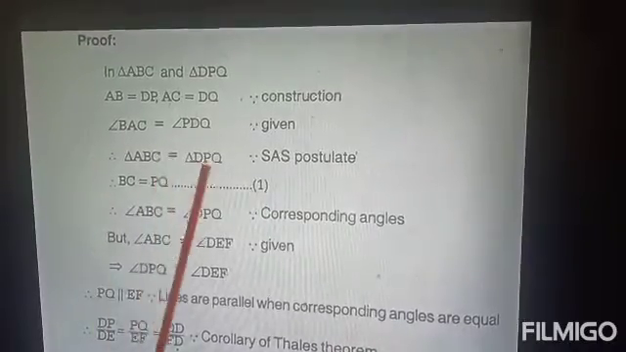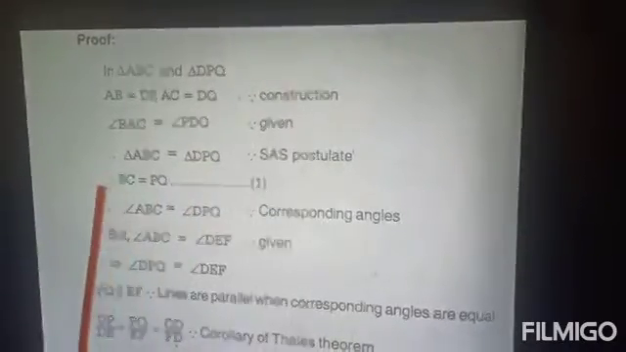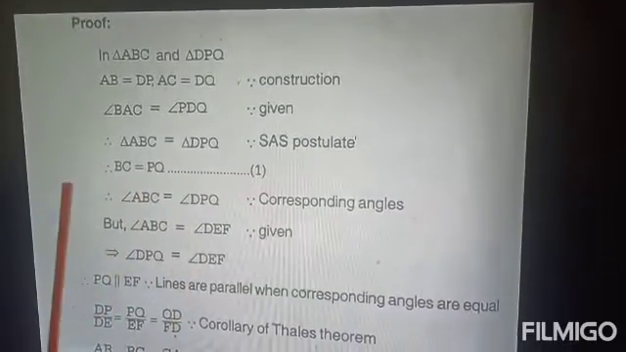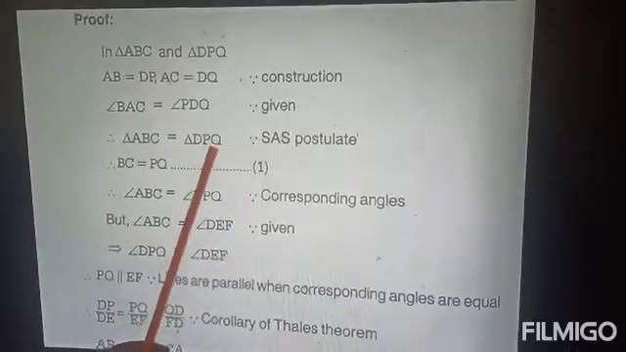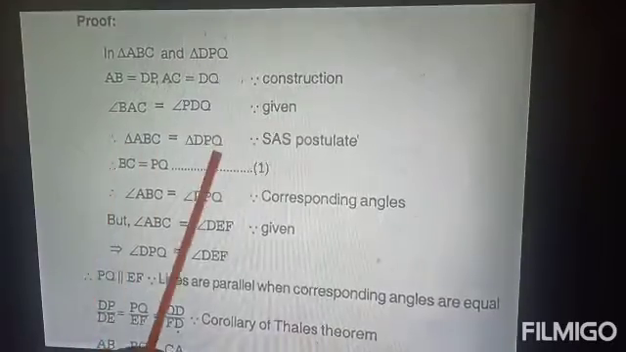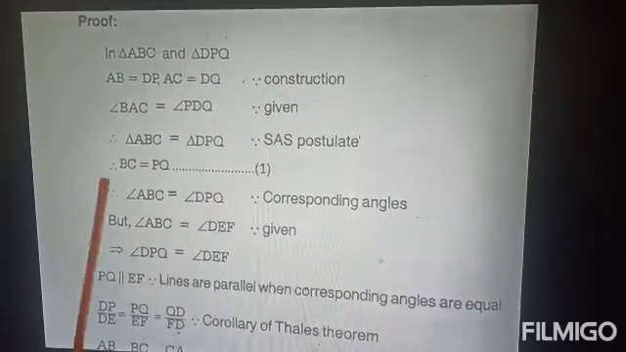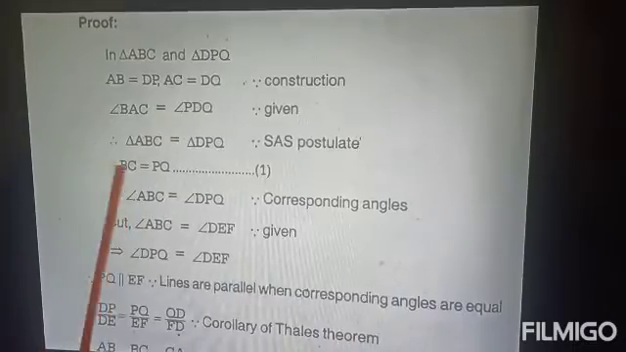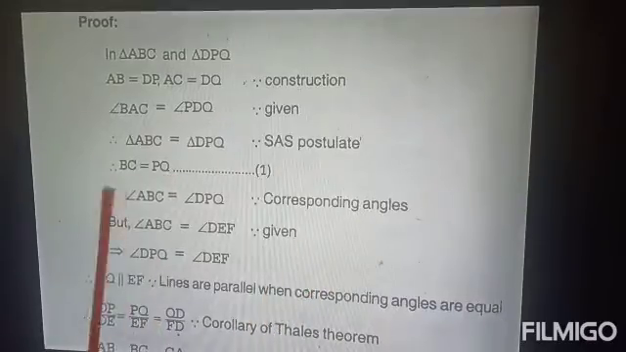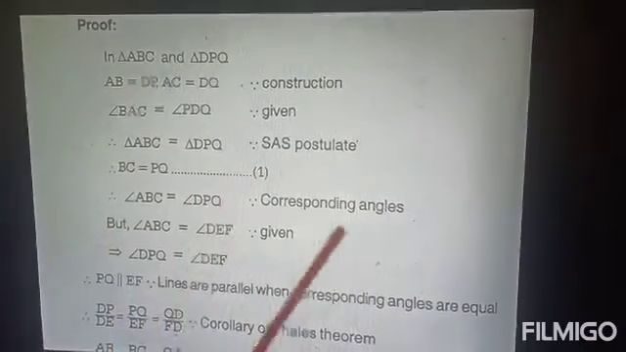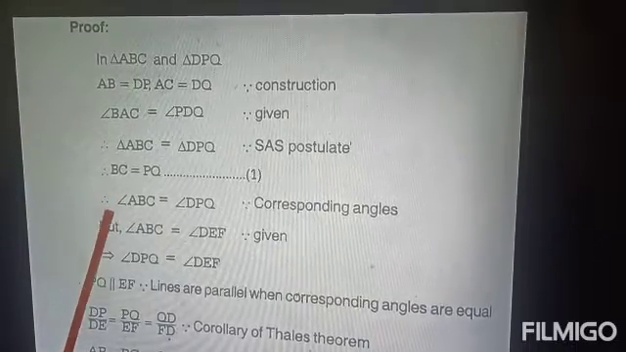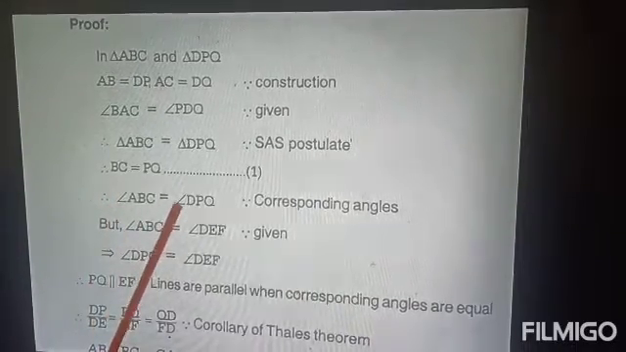If these two triangles are congruent, then we can say BC is equal to PQ. CPCT. Why is it? These two are congruent, so from those two triangles, any corresponding sides or corresponding angles will be equal. CPCT means corresponding parts of congruent triangles. According to 1, then angle ABC is equal to angle DPQ.